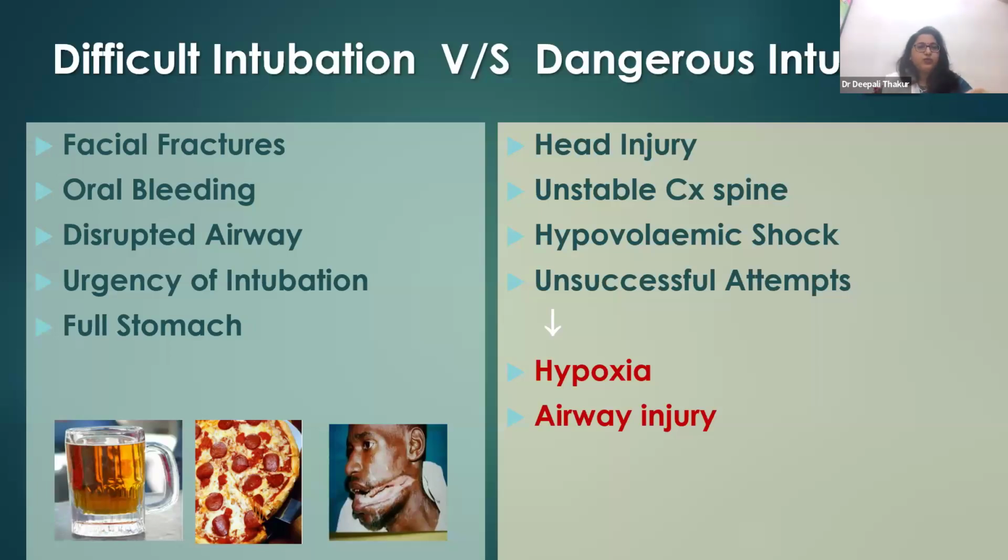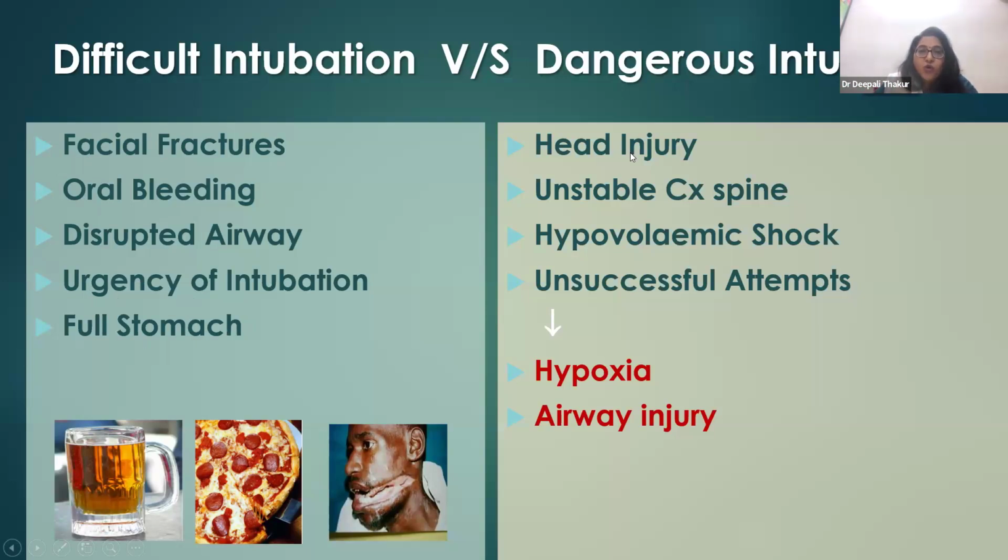Let me tell you that intubations in trauma receiving rooms are to be considered difficult intubations because of all these multiple factors. There may be facial fractures. We had an extensive, elaborate presentation just now. There may be oral bleeding. The airway itself may be disrupted. It is an emergency intubation. You cannot postpone it, right? And these patients are full stomach.